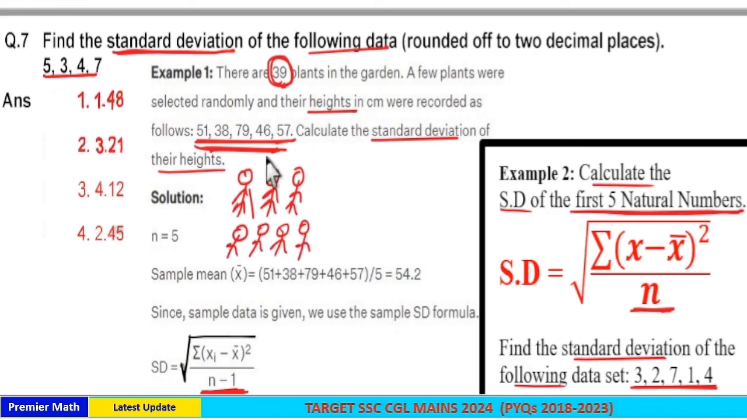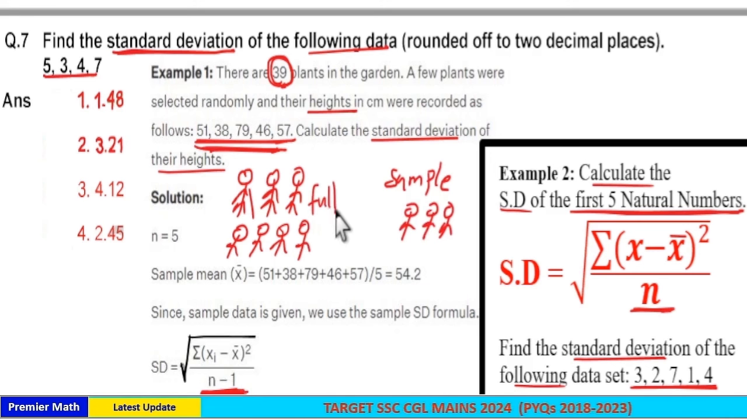When you calculate the standard deviation of this whole population, if you have data of this whole population, then you can use n in the denominator. But if you only have data of a sample population, then you should use n minus 1 in the denominator.